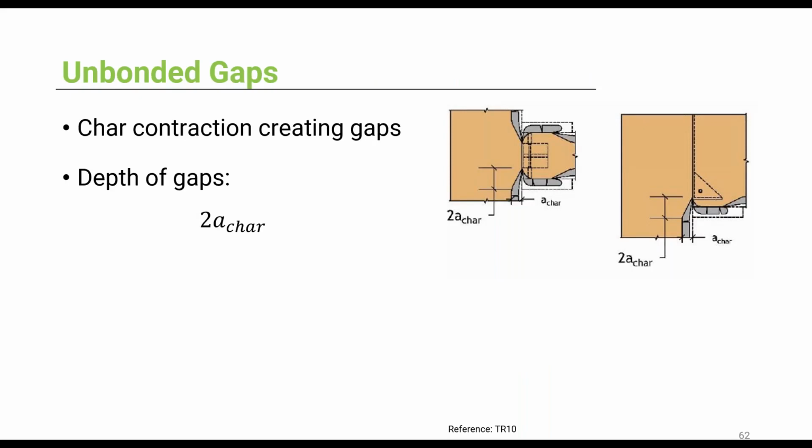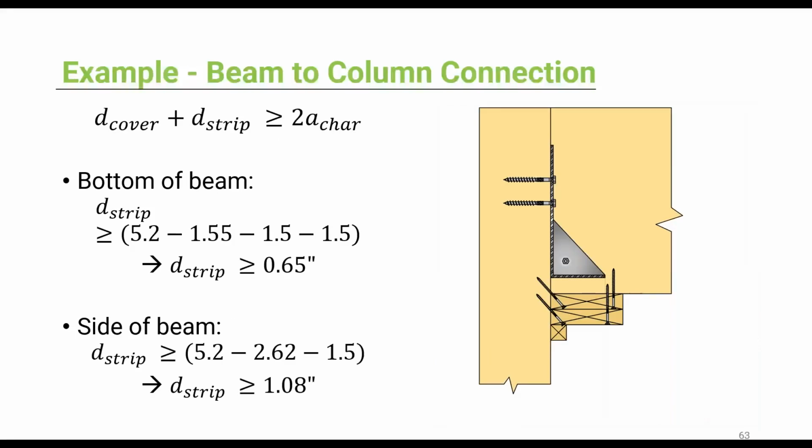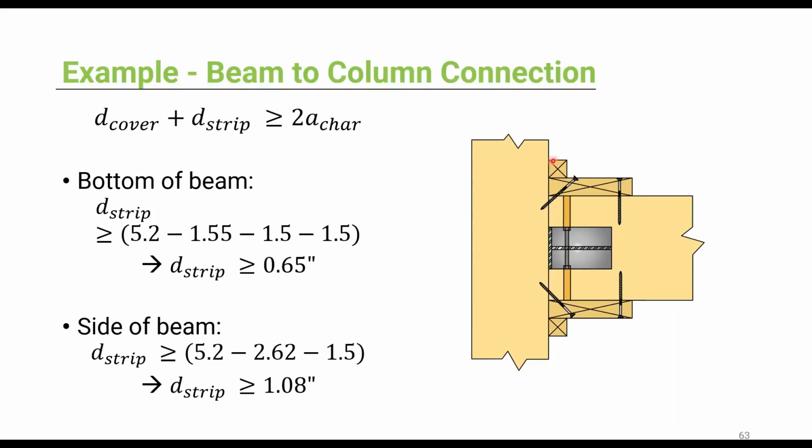So I mentioned that char contraction is important at unbonded gaps between the wood members. We saw that the char contraction ignition at the gaps, so here and here, can propagate to a depth of 2 times the char thickness. If we add more wood cover on those corners, we see that the char contraction here can be less. So again, we have to calculate the extra pieces of wood that we need for the corners right here. So for the bottom, we'll need another piece. And then for the sides, we'll need 2 other pieces.